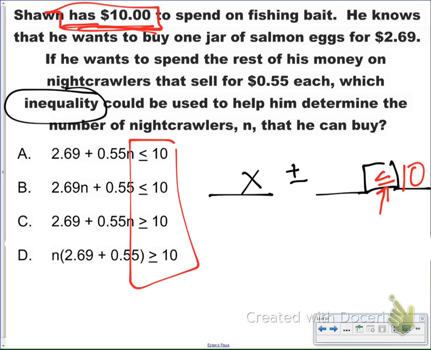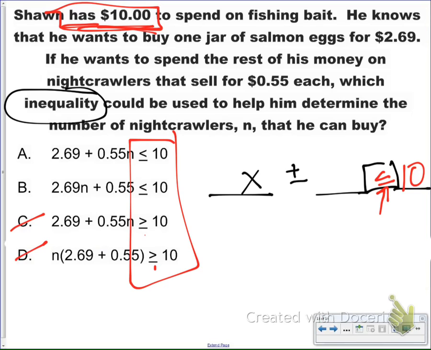Now, if I'm looking at my answers, all of them have a 10, but look, C and D are greater than. That tells me that he wants to spend more than $10, and he can't do that. Now, let's keep looking through. So we found our total. We got part of it. We were able to eliminate some answer choices. Now, we keep moving along.